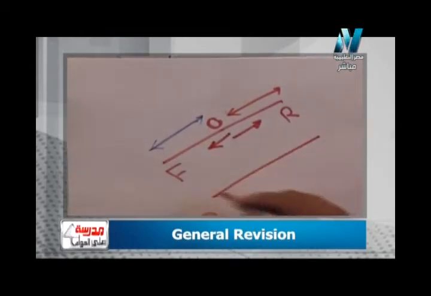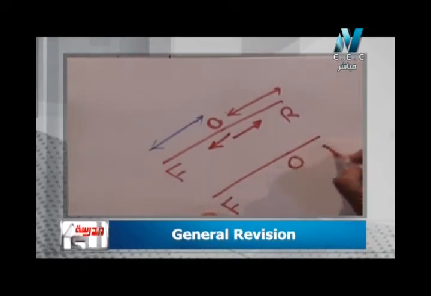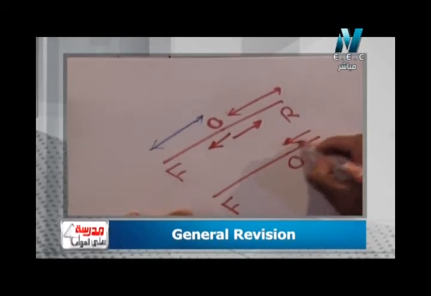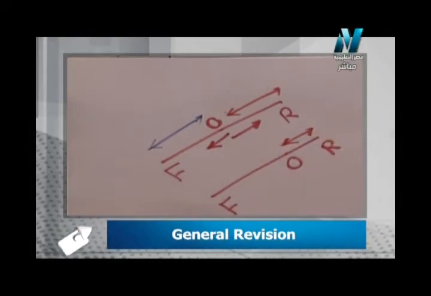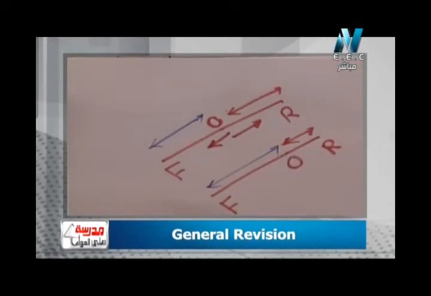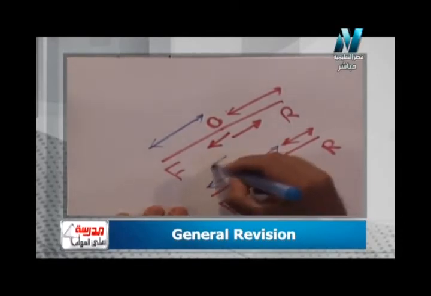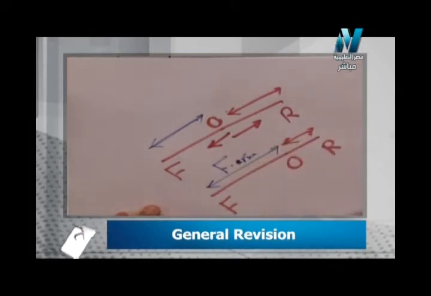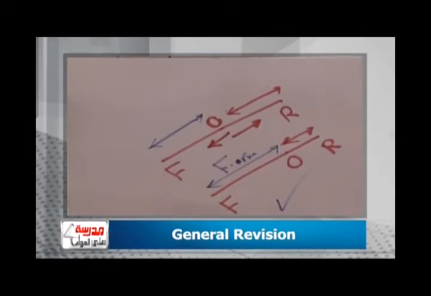For example, imagine that I have here F, O, R. Where is the resistance arm? This distance only. Where is the effort force arm? This distance, all this distance. So which one is longer than the other? It will be the effort force arm. So it will save effort only if the effort force arm is longer than the resistance arm. So any lever can save effort if one condition is applied. What is this condition? That the effort force arm must be longer than the resistance arm.